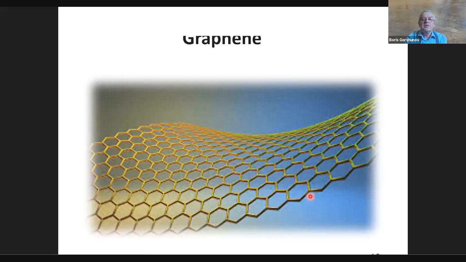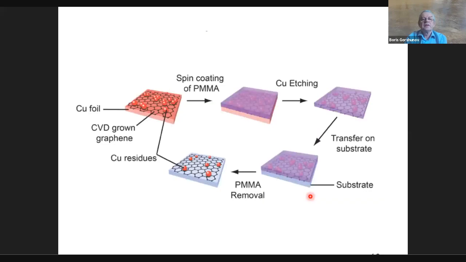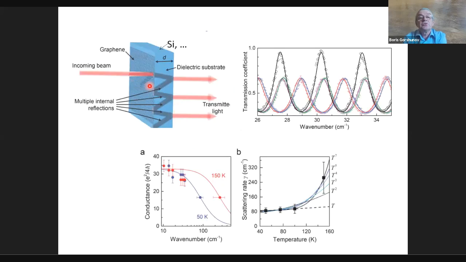So graphene, everybody knows what this is. Normally it is grown on copper foils. And here I show the standard procedure of how the graphene can be transferred from the copper foil to any other substrate. That's important for terahertz measurements since copper is not transparent for terahertz radiation. But at the same time, all the measurements are done in transmission mode, as shown here in the terahertz range.